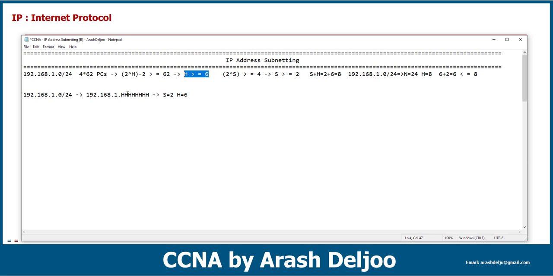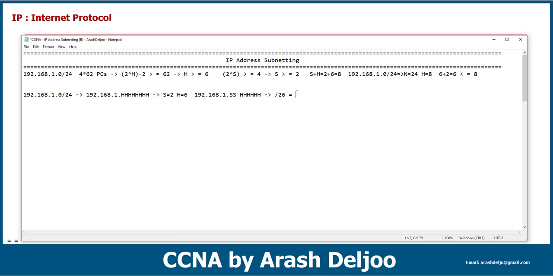Because of that, we can give these 2 host bits to the network part. This is our design. Look here: 192.168.1. I can design with 2 bits of subnet, and after that 6 bits of hosts. This means that in this scenario, we are using the subnet mask of /26. Why? Because the total number of network bits and subnet bits is 26 bits.